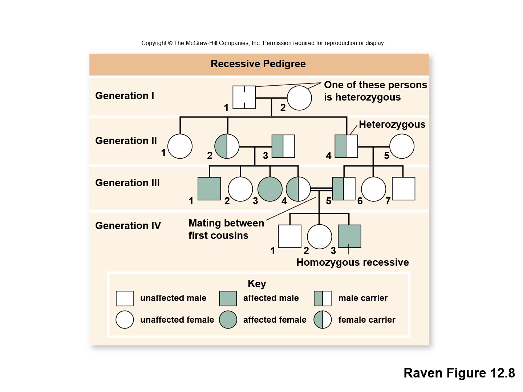So here's a recessive pedigree. So maybe we're looking at albinism. And with this one, we've got a little bit different key here. We've got some individuals that are half shaded, and a half shaded individual would be a carrier. So they are normal, but they're carrying the recessive allele and they can pass it on to their offspring.